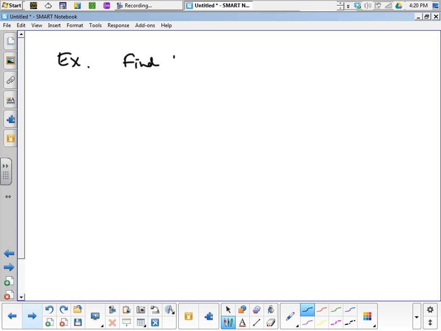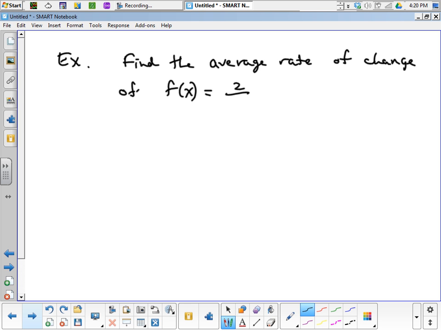Find the average rate of change of f of x equals 2 over x plus 1 from x equals 1 to x equals 6. Okay, so this is an entirely different scenario.